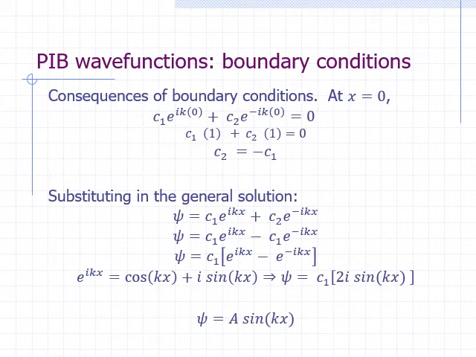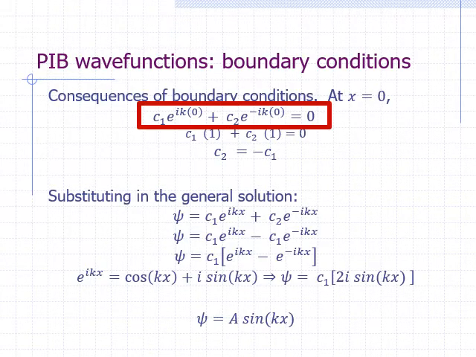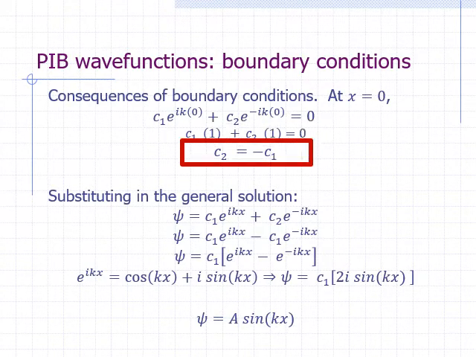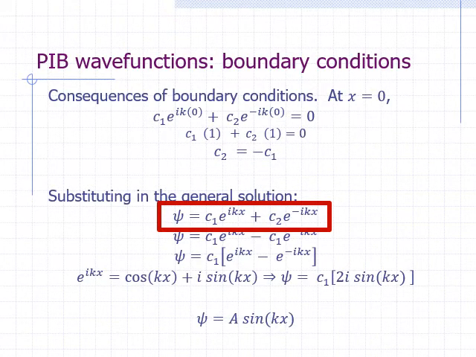Let's look at the consequence of the boundary condition that psi must be equal to 0 at x equals 0. Remember we said that C1 times e to the ik times 0 plus C2 times e to the negative ik times 0 must be equal to 0. E to the power 0 is just equal to 1. So the boundary condition simplifies to C1 times 1 plus C2 times 1 equals 0. It's easy to see that C2 must be equal to negative C1. Let's go back to our general solution. We now substitute negative C1 for C2.